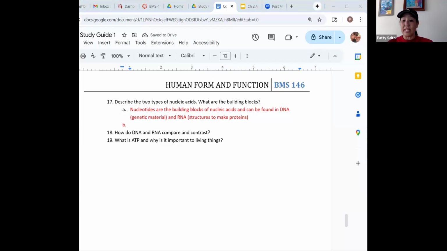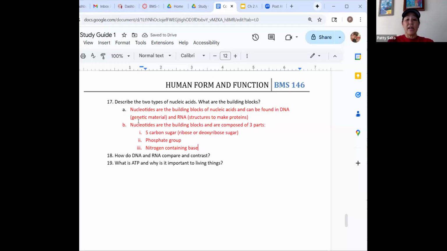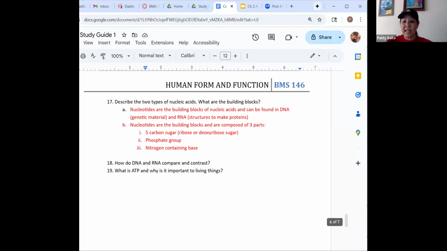So let's take a look at a nucleotide. A picture. I'm going to draw it if I don't have a picture. Nucleotides are the building blocks of nucleic acids, and each is made up of three parts: a sugar, a phosphate, and a nitrogen-containing molecule called the base. Let me draw that really quickly, because the next part is going to ask about DNA and RNA. Remember, these nucleotides make up DNA and RNA, which are nucleic acids. So let's take a look. I'm going to draw again.